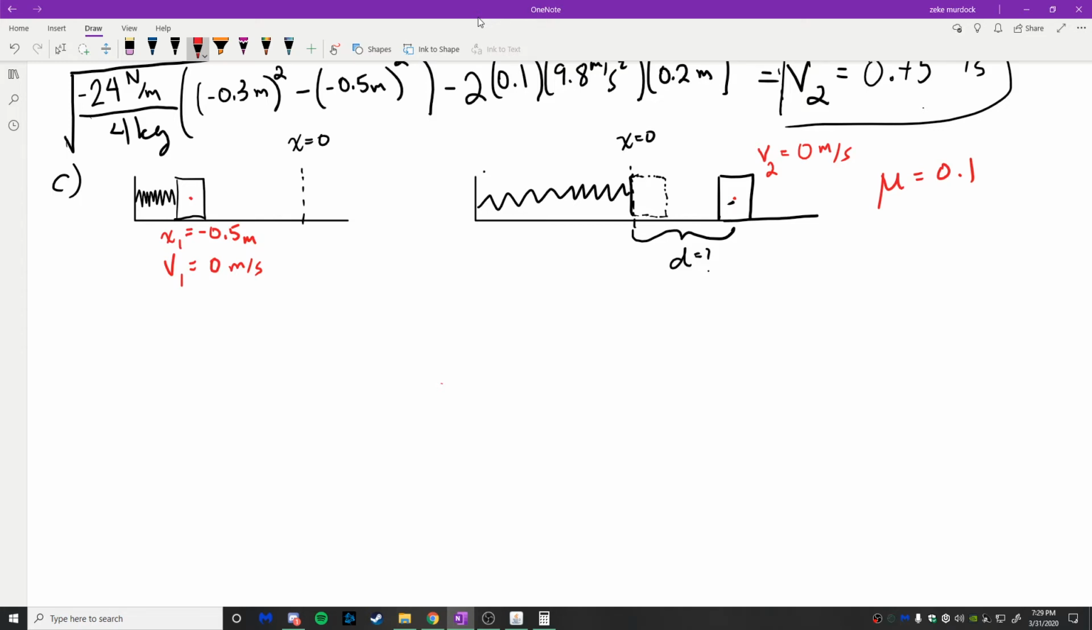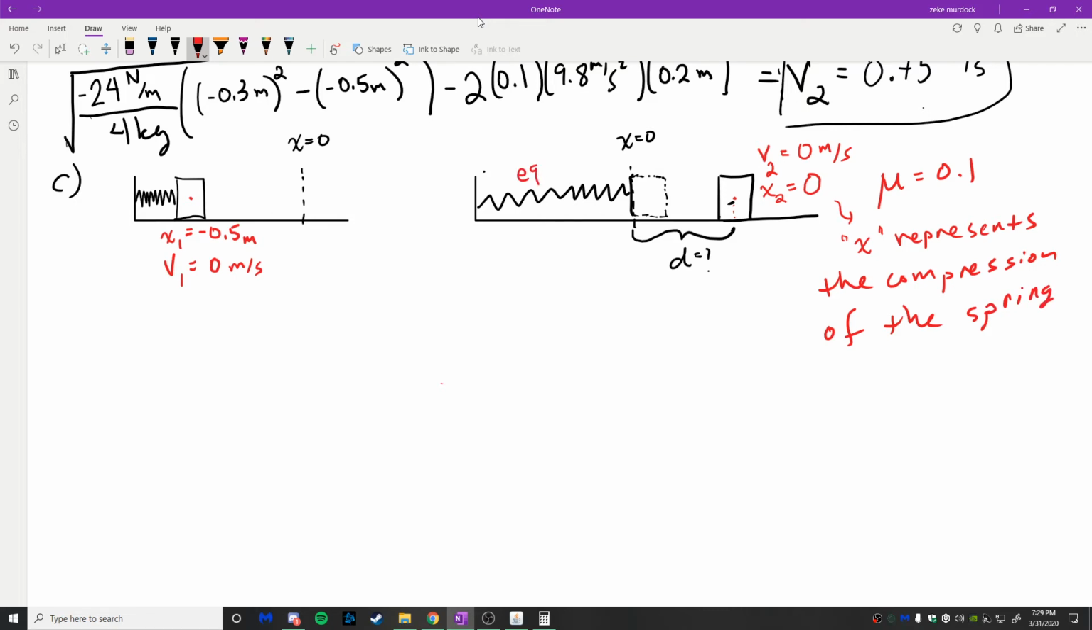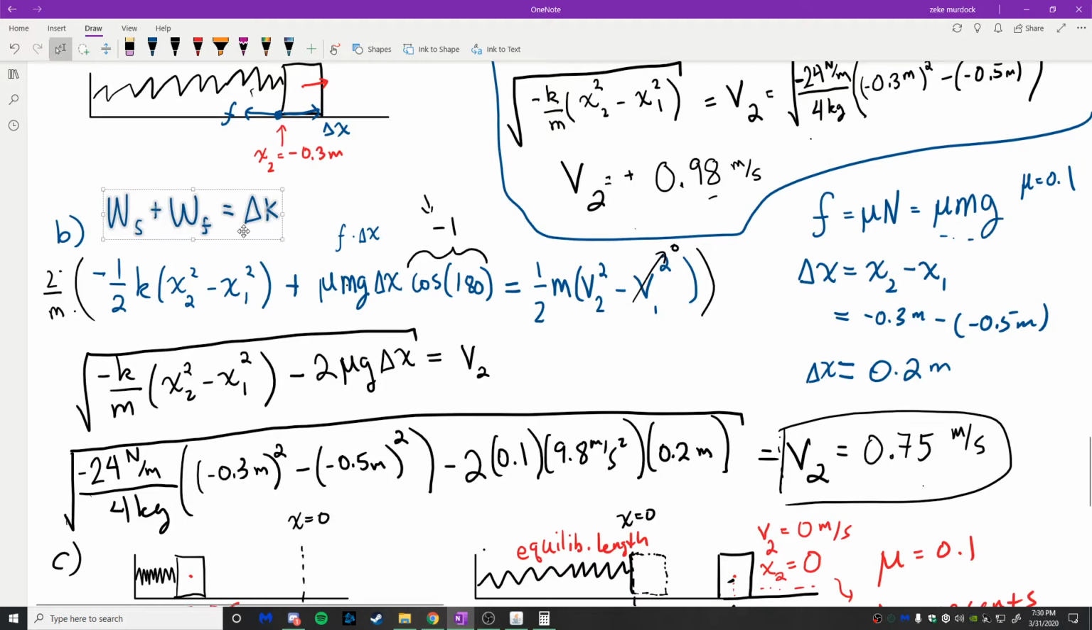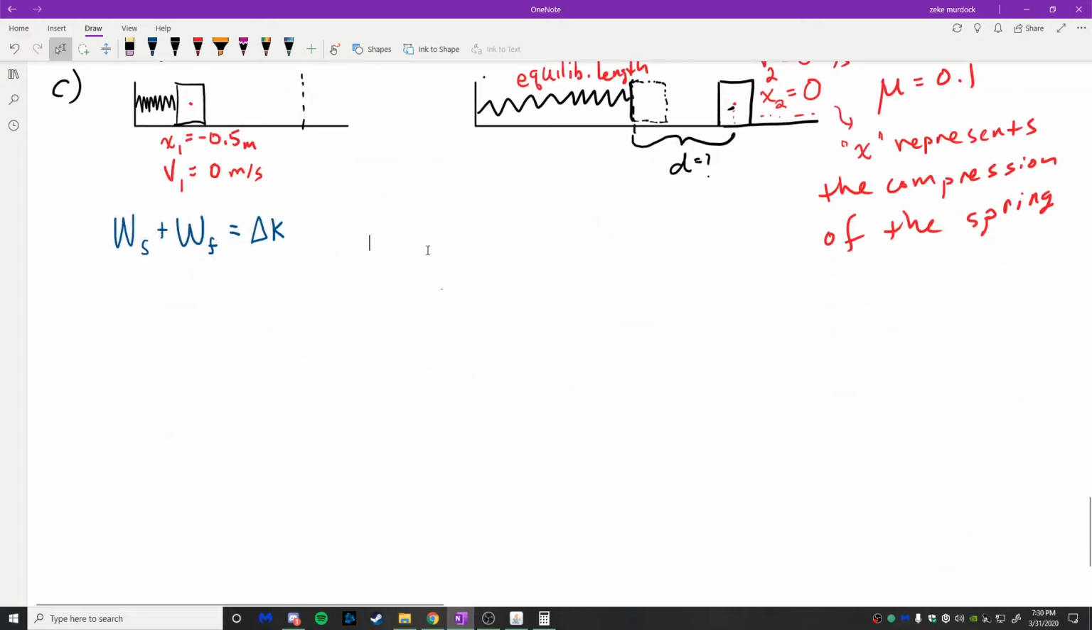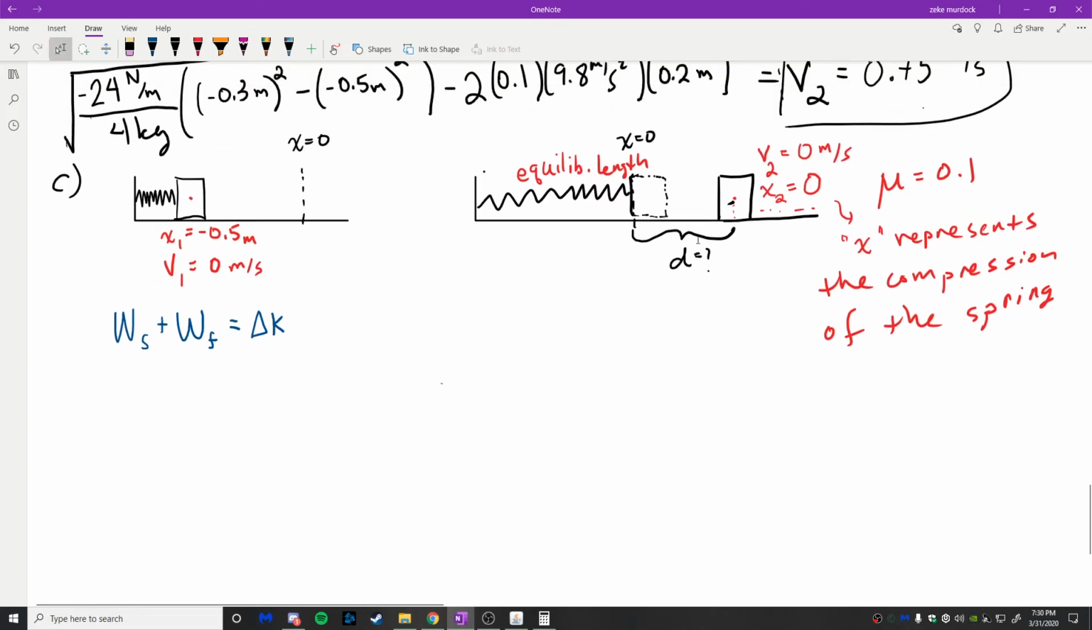And I want to mention one other thing here, which is I'm also going to say that the final x2, even though the block is at a different x coordinate, is also 0. The reason why is because this x, in this case, represents the compression of the spring. And if the spring is back to the equilibrium length, then x is no longer compressed here. That's why I say x2 is 0. So see if you can use this equation here to solve for the distance d that the object moves. Why don't you guys take like 5 minutes and try to do it yourself?